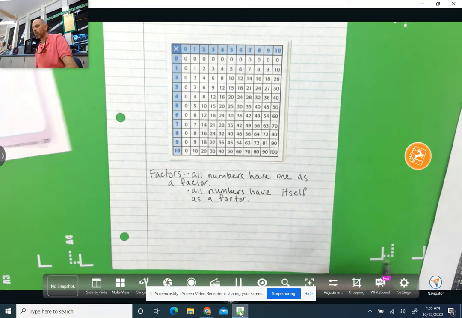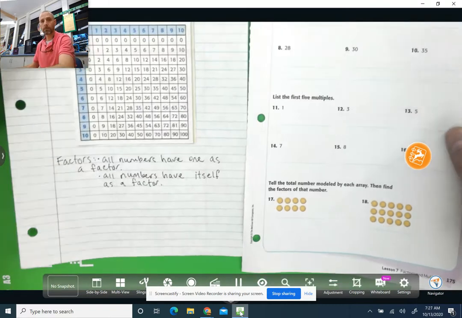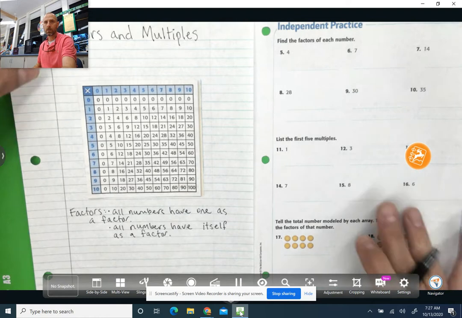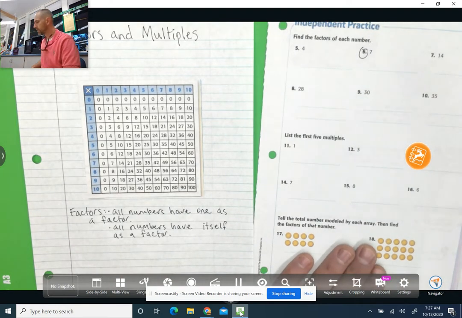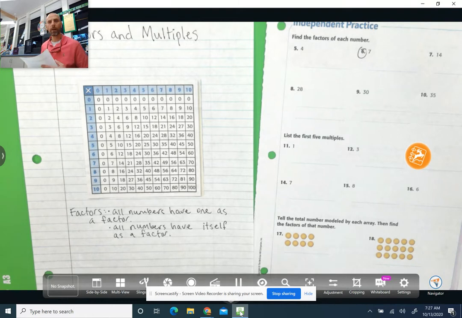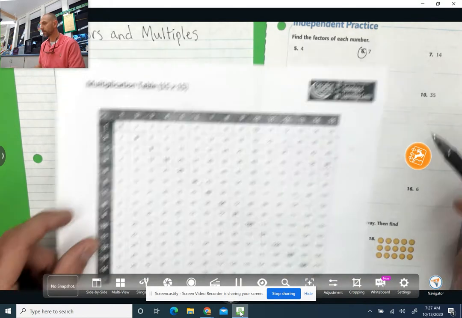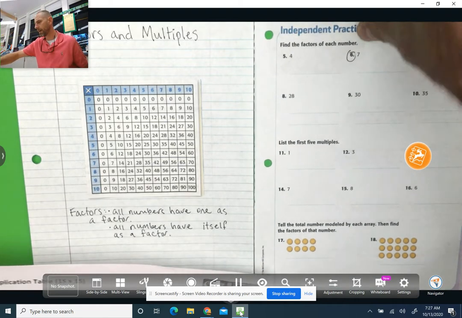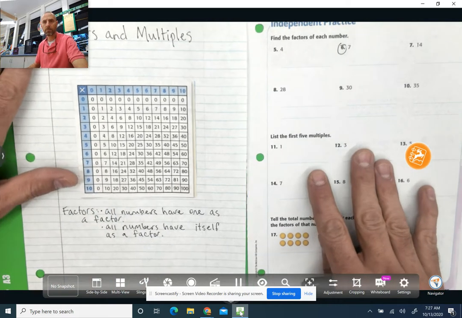Okay, so let's look at your independent practice. Okay, and let's go to number 6. Okay, pause this tutorial and see if you can't use what you know from Mountain Math to use your multiplication table to list the factors of 7. Go ahead and pause the tutorial now and give that one a shot and check your answer up against mine and listen carefully to the explanation.